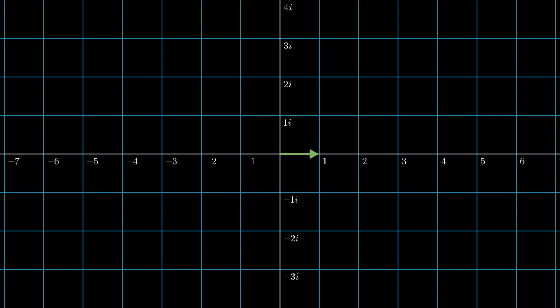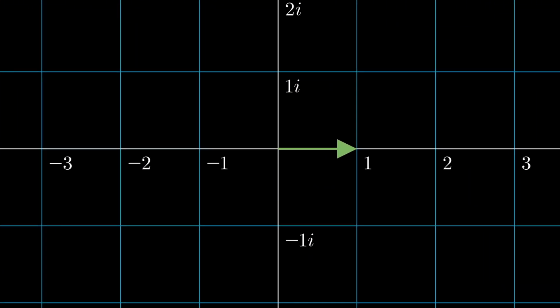Let's take a look at the number 1. If we multiply 1 by i, it becomes 1i or i, which also lies 90 degrees away from its original point. Both vectors also always stay the same distance away from the origin. In other words, they still have the same modulus.